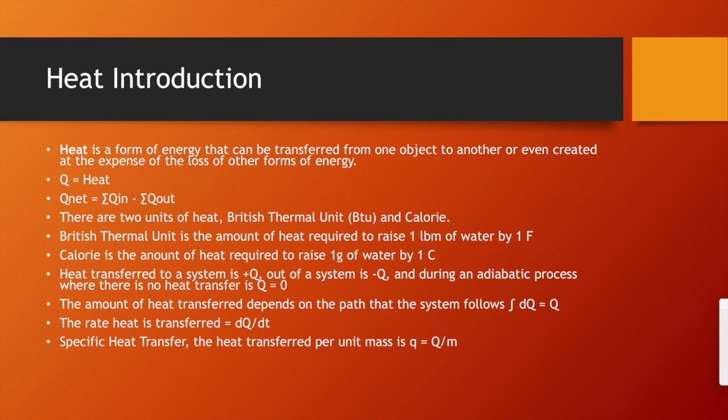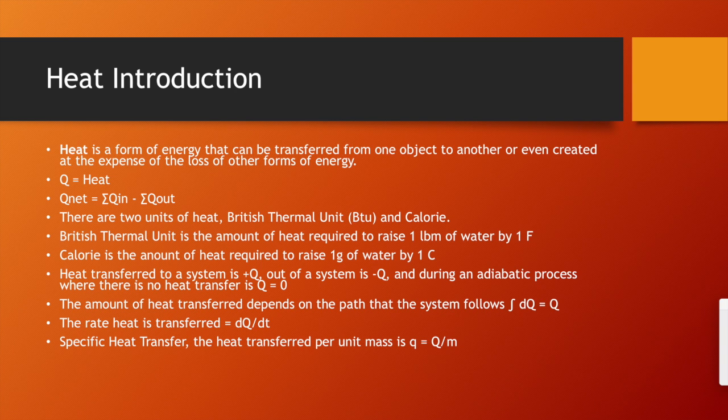There are two units of heat, British thermal unit and calorie. The British thermal unit is the amount of heat required to raise 1 pound of water by 1 Fahrenheit. Calorie is the amount of heat required to raise 1 gram of water by 1 Celsius. Heat entering the system is positive, heat exiting the system is negative, and during an adiabatic process where there is no heat transfer, heat is equal to zero.